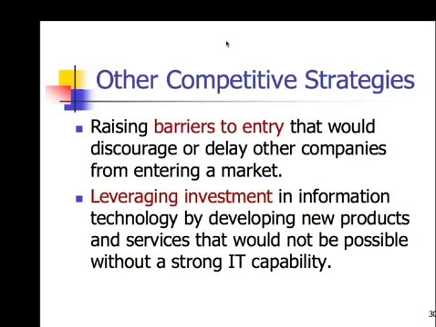And then leveraging investments in information technology, developing new products and services that would not be possible without a strong IT capability. So, in terms of automatic processing, this is actually kind of like what carriers do. If you are a FedEx or a UPS, you have automatic tracking. You have internet programs, and you type in a tracking number, combined with shopping carts and other purchasing engines so that customers can essentially track packages, schedule shipments, and things of that nature.